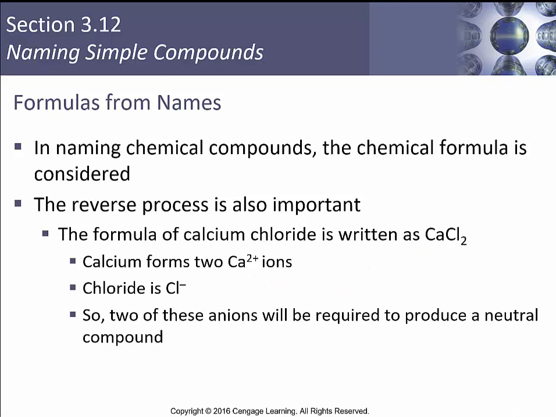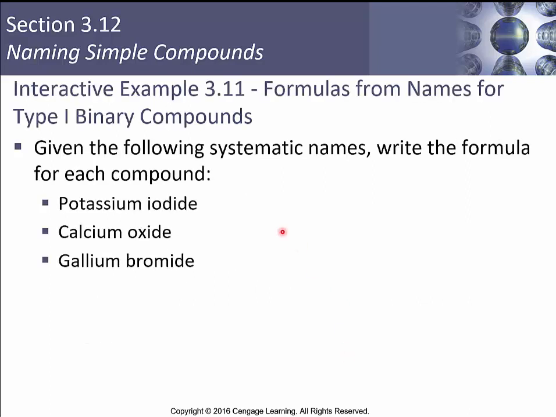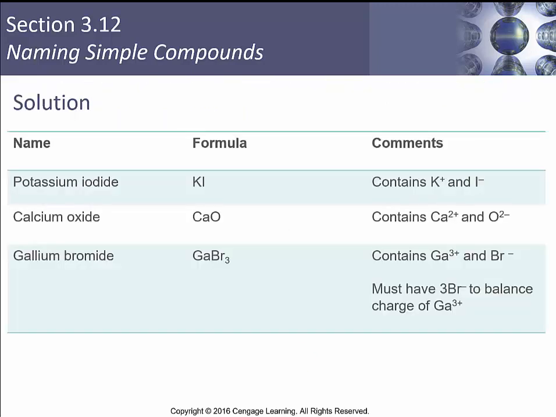Right? So given the following systematic names, can we go the other way? So potassium iodide, calcium oxide, and gallium bromide. Yeah, of course we can. So potassium iodide is going to be K and an I. Potassium is going to be +1, iodine is -1, it'll be KI. It's got K plus and I minus. Calcium oxide is going to be CaO, because you've got calcium 2 plus and oxygen 2 minus.